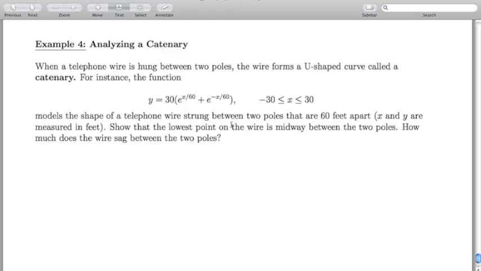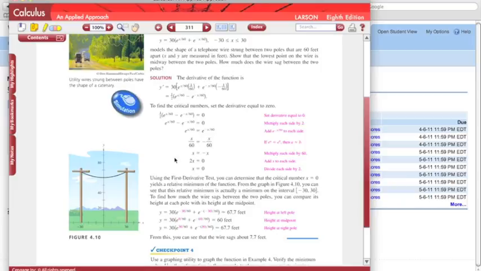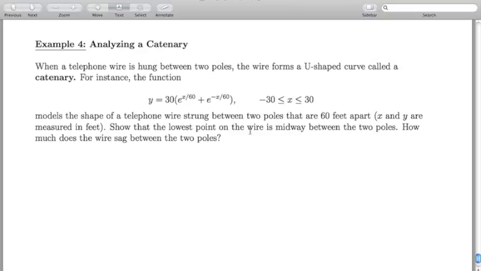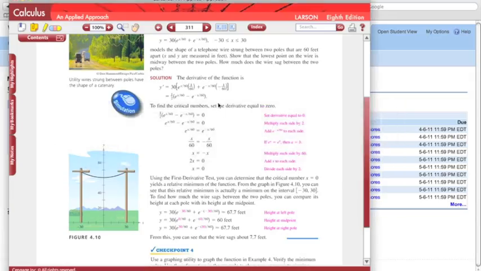So again, the left endpoint is negative 30, the right endpoint is a positive 30, the middle is when x is 0. The question says, show that the lowest point on the wire is midway between the 2 points. And again, when x is 0 is the midway, we've shown that. So then to find how much the wire sags between the 2 points, you just evaluate this original function when your x is 0. And we have that height when x is 0 is 60 feet.